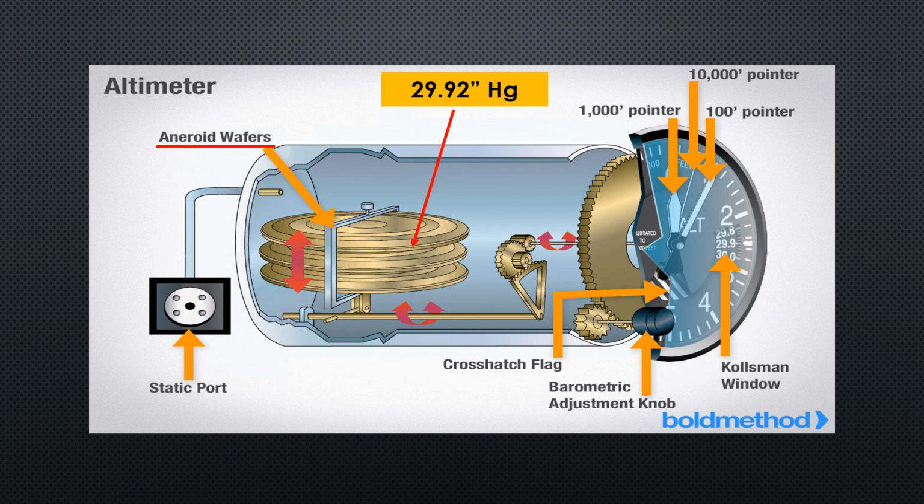This static air enters the casing through a tube attached to the static ports of your aircraft. Mechanical linkages connect the movement of these wafers to needles on the interior face of the altimeter. Compression of the wafers translates to a decrease in altitude, while expansion translates to an increase in altitude.